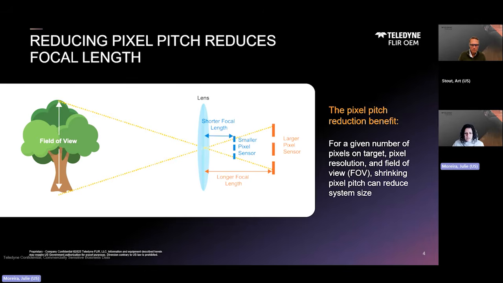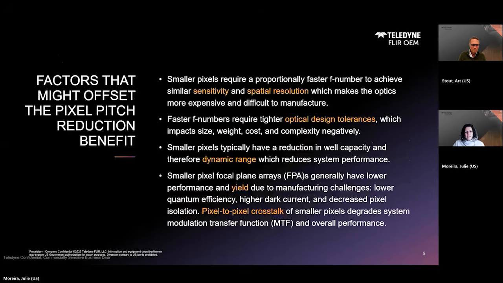As alluded to, when developing midwave infrared systems that include continuous zoom lenses, there are additional factors to consider that diminish or may even overcome this theoretical pixel pitch reduction benefit. Integrators must optimize the complete system performance, design complication, cost, and size, especially when continuous zoom lenses dominate many of these SWaP-C metrics. So let's consider some factors that might offset the pixel pitch reduction benefit.